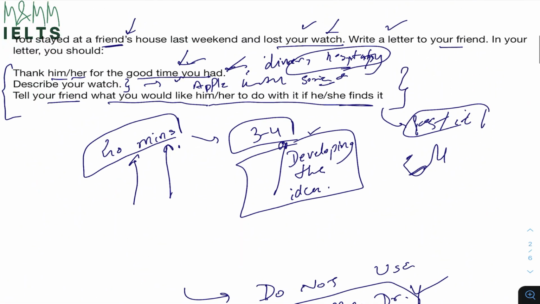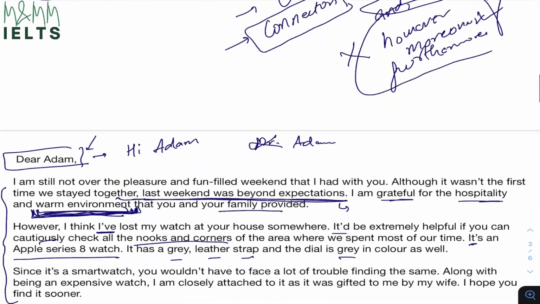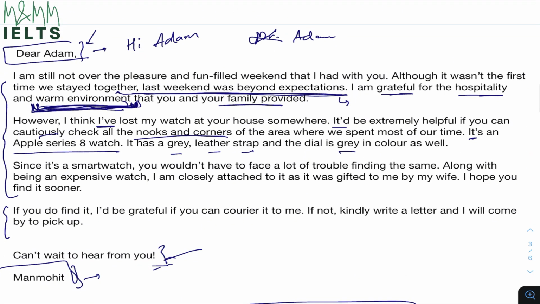And in my third question, tell your friend what you would like him to do if he finds it. Since it's a smart watch, you wouldn't have to face a lot of trouble finding the same. Along with being an expensive watch, I'm closely attached to it as it was gifted to me by my wife. I hope you find it sooner.